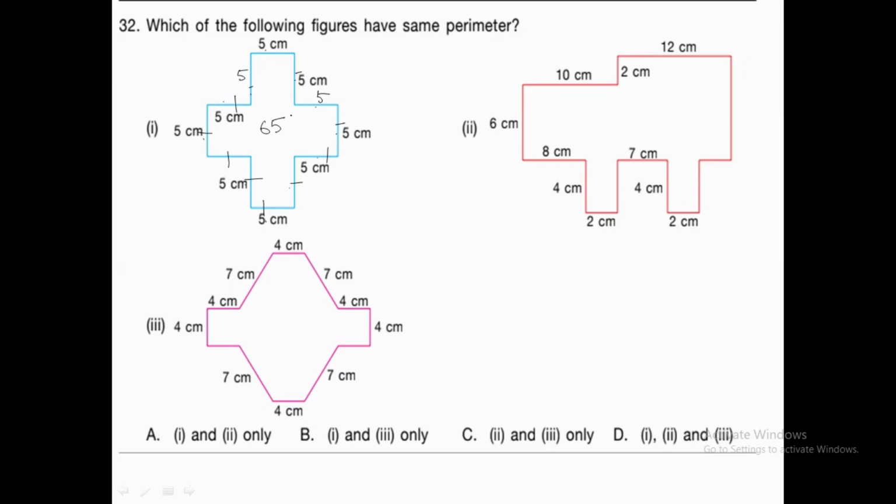Now let's move to the second figure. This one is 6 and this one is 2, so this will be 6 plus 2, which is 8 centimeters, because till here it will be 6 and after this it will be 2. Now this part is 8 centimeters, this part is 2 centimeters, this part is 7 centimeters, this part is 2 centimeters. So what is the measurement of this part?